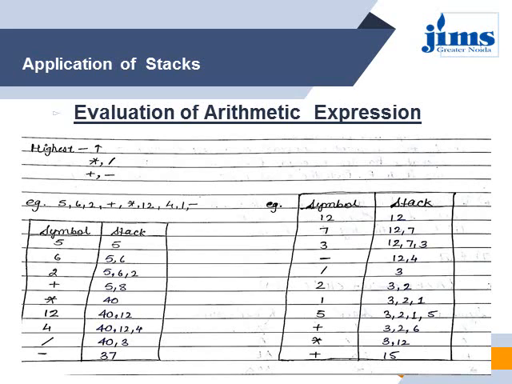Then let's take another example. Here I am not giving you the expression, but you can see the order in which the symbols are being scanned. So 12 is an operand, onto the stack, 7 onto the stack, 3 pushed to the stack. Minus is an operator, so 7 minus 3 is 4. 4 is pushed onto the stack. Then division. Division means 12 divided by 4. This is 3. Then you have 2. 2 will be pushed onto the stack, 1 pushed onto the stack, 5 pushed onto the stack. Then we have plus. So 1 plus 5 is 6.